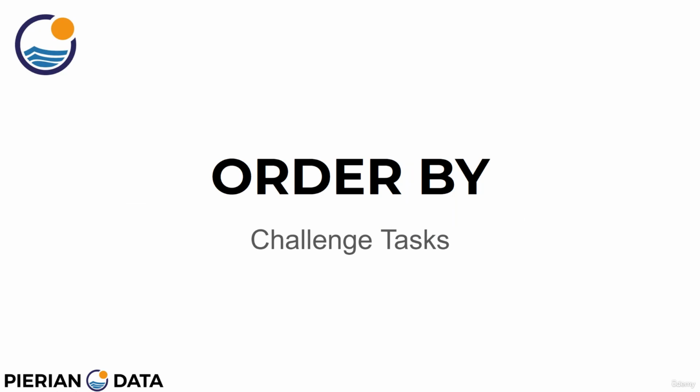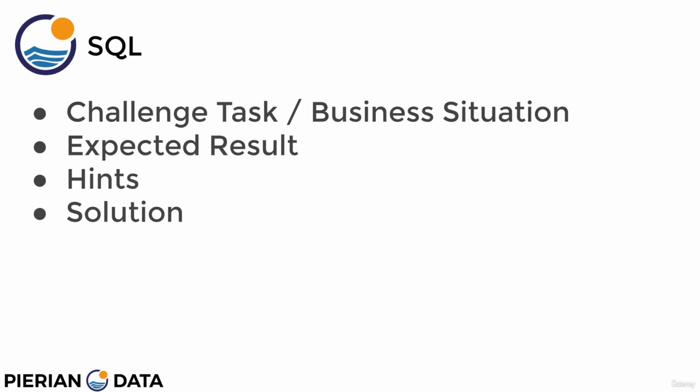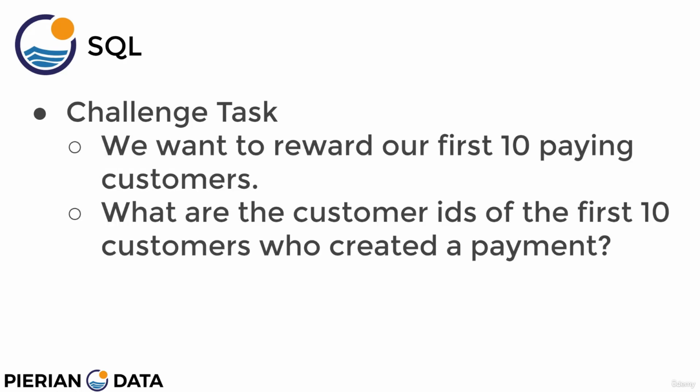Welcome back everyone to your set of challenge tasks regarding ORDER BY as well as the LIMIT statement. We'll start off by giving you the challenge task or business situation, then we'll go on to the expected result, the hints, and then the solution. Your first challenge task: we want to reward our first 10 paying customers. What are the customer IDs of the first 10 customers who ever created a payment?